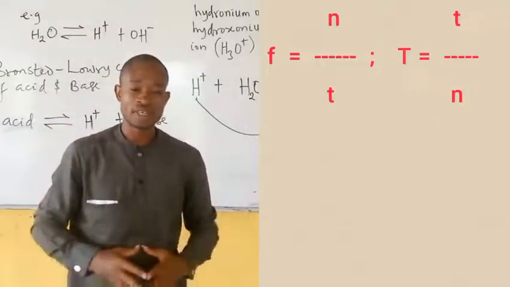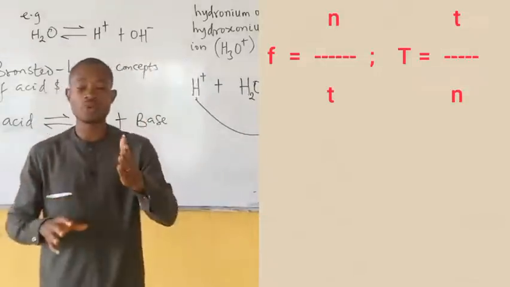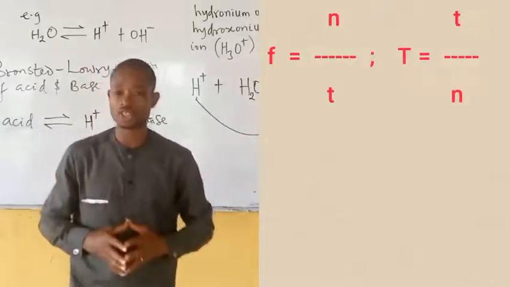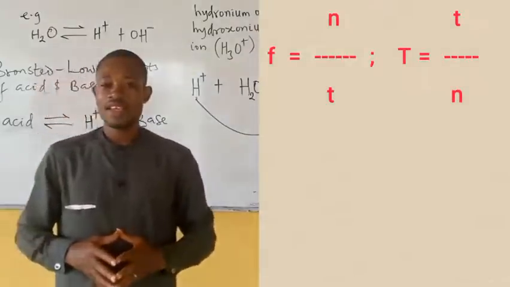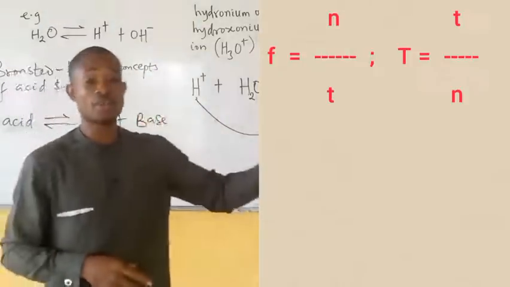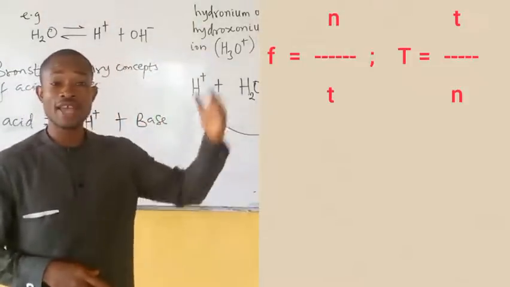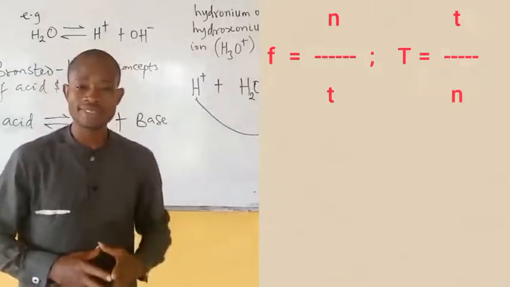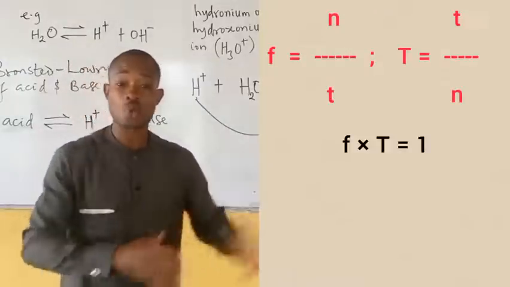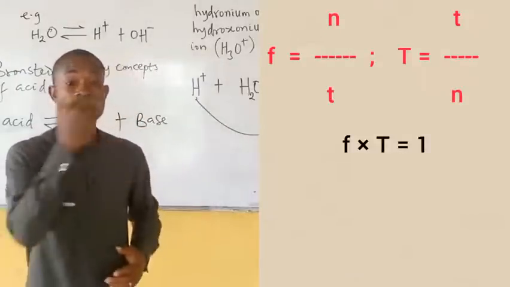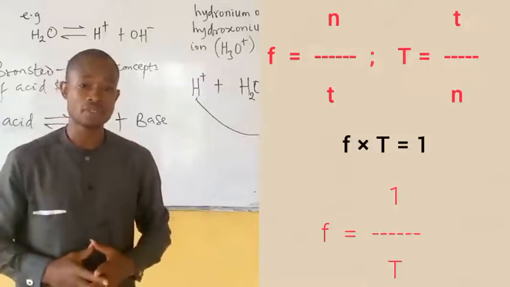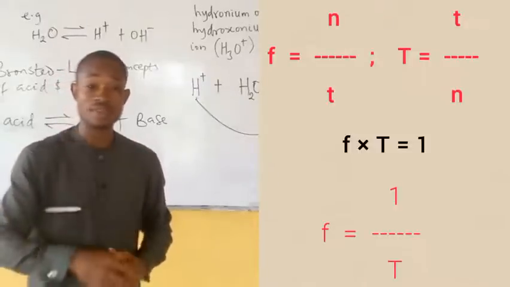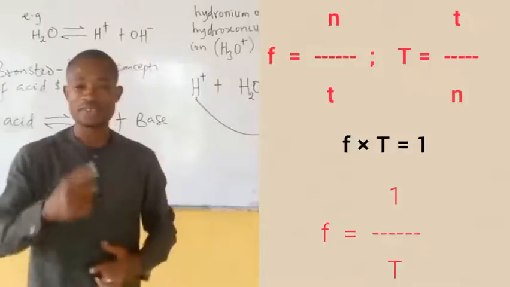And inverse. Therefore, there is this relationship between frequency and period you should know about. And what is that relationship? If you multiply frequency times period, it's going to be equal to n over t times t over n, which of course will be equal to 1. So frequency times period is equal to 1. Therefore, frequency is equal to 1 over period. And that is how we got to know again that another unit of frequency is per second. You want to take note of that.